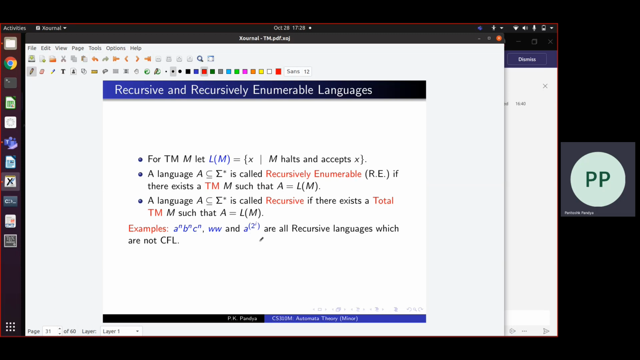And in Cohen, you will find an example of a Turing machine which recognizes all strings consisting of a number of A's which is a power of 2. So A is repeated some power of 2 times, right? And then you can define a total Turing machine which will recognize this language. And all these three languages are not context free, but they are recursive. They can be recognized by total Turing machines.